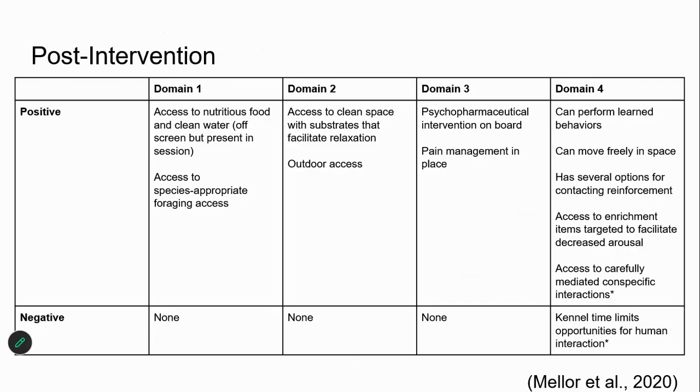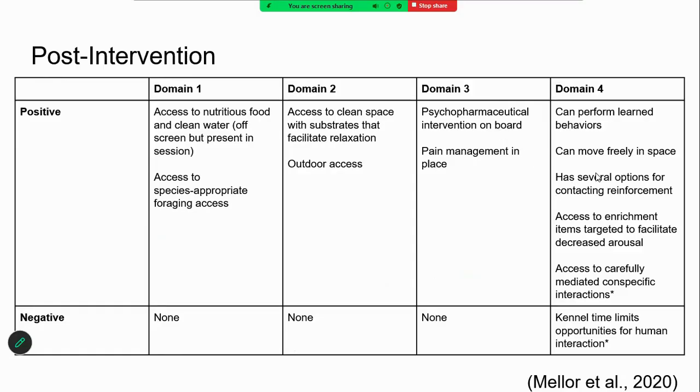And then post-intervention, we've got the domains here. So again, domain 1 is nutrition, domain 2 is environment, domain 3 is medical, domain 4 is behavior and behavior interactions. From beginning to end, we've been able to eliminate a lot of those negative inputs, right? He no longer has to deal with the slippies. He no longer has access to volunteers where he's in a space where he can't move away. In addition, we've got pain management, psychopharmaceutical intervention in place.